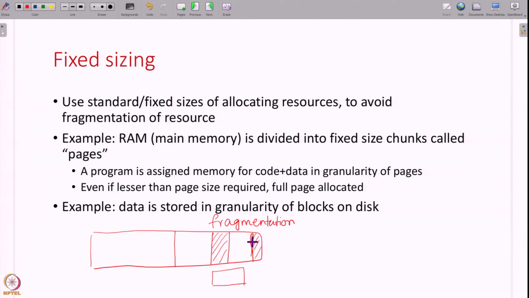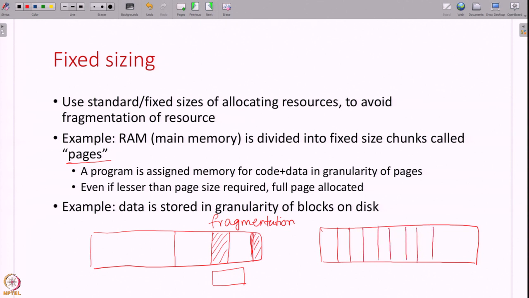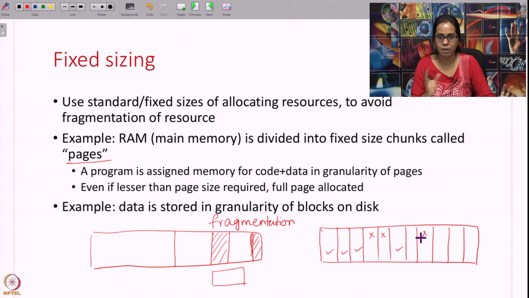So, instead a better way would be, today in computer systems your main memory or RAM is divided into fixed size chunks, right? There is a standard size in which memory is given out, that is called pages. There are fixed size chunks that memory is divided into, and if a program wants some memory, it is given some number of chunks, okay. If a program wants some memory, it is given these chunks, some other program is given these chunks, right. You will only get some integer number of pages.